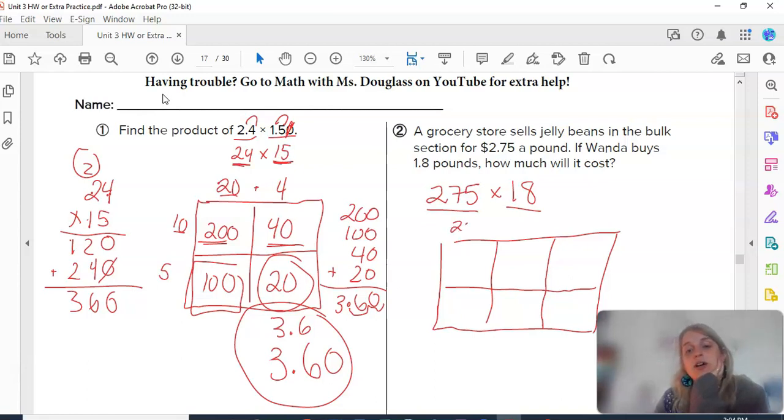And this would be 275 times 10 plus 8, which is what makes 18. Multiply them all out. Get all your partial products, add them all together, and then move your answer 1, 2, 3 decimal spaces from the end.